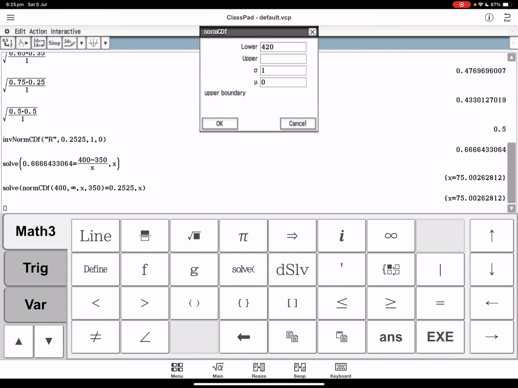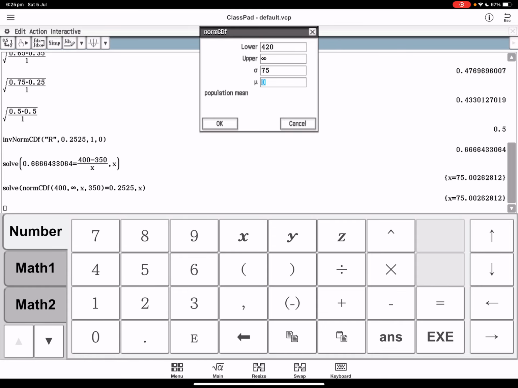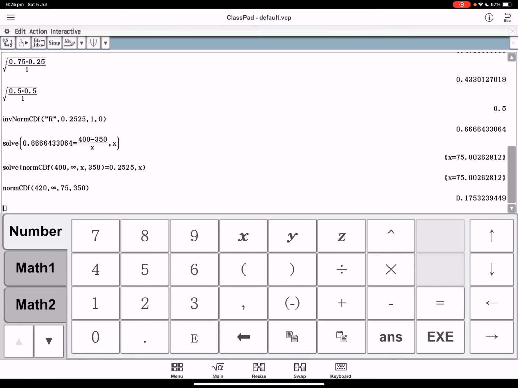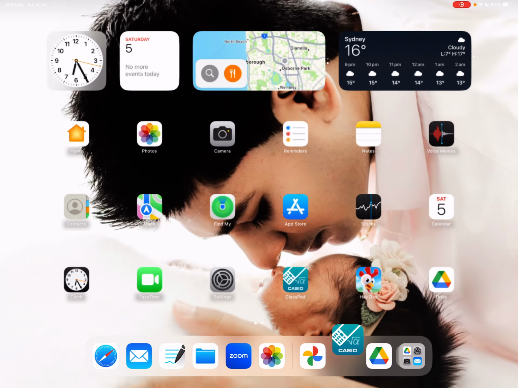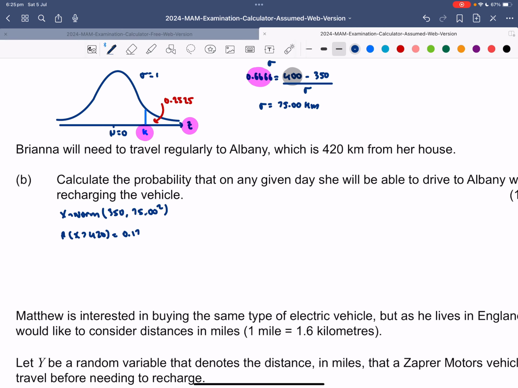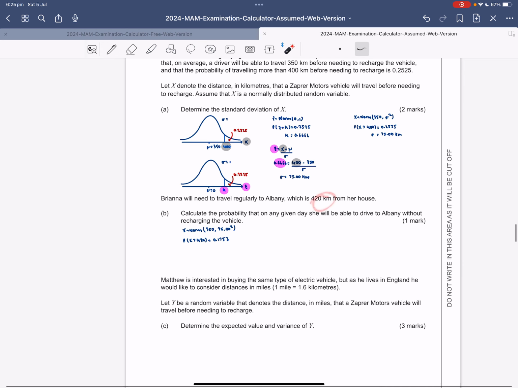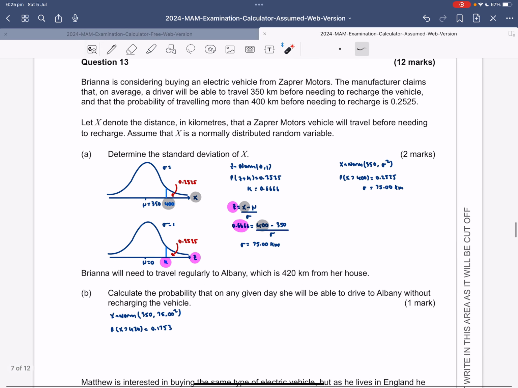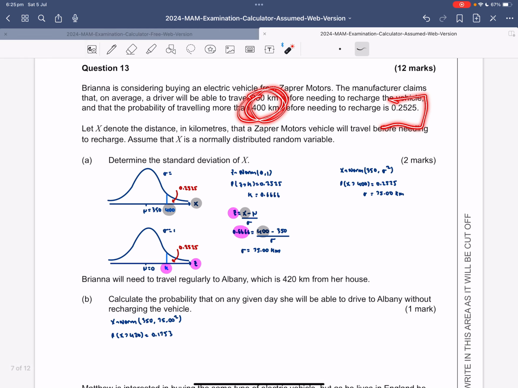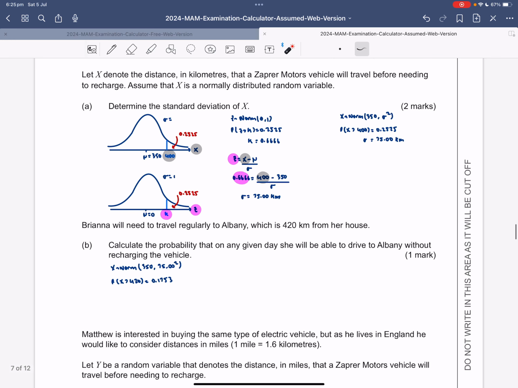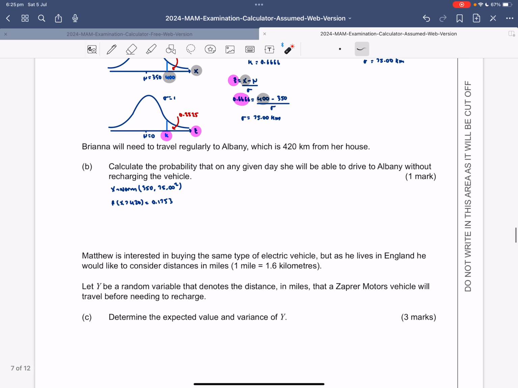I don't think it's likely at all. It's well above the mean. Standard deviation is 75. Mean was 350. Probability is 0.1753, so quite unlikely. There's a low chance that her car can go. Think about it, the average is 350, so if she wants to travel 420 kilometers, we already know that traveling more than 400 kilometers has a likelihood of 0.25 only. So traveling 420 kilometers should have a probability even less than 0.2525. Alrighty, so there you go, 1 mark, just straight for the answer.